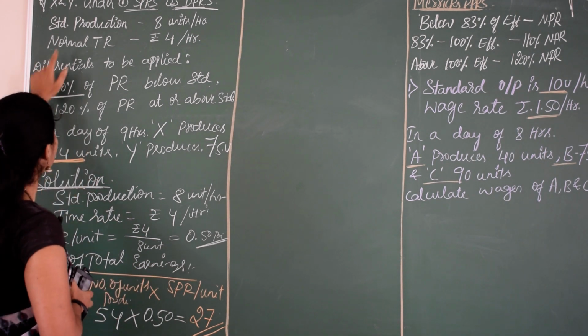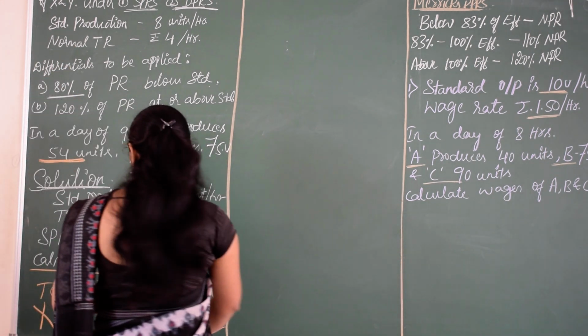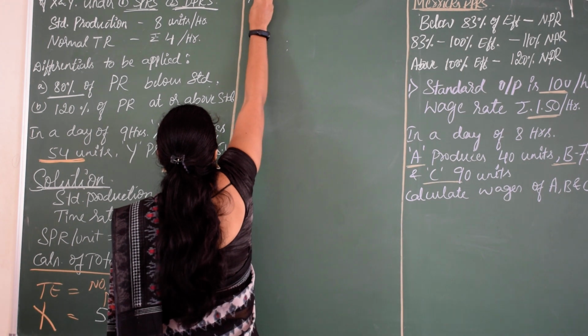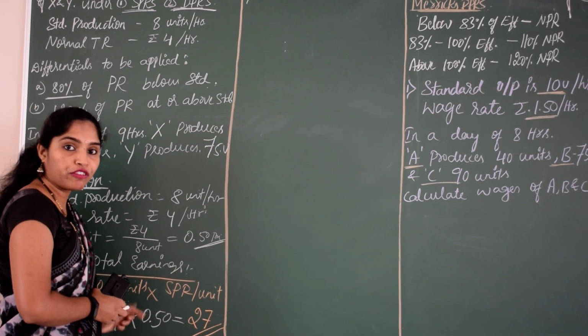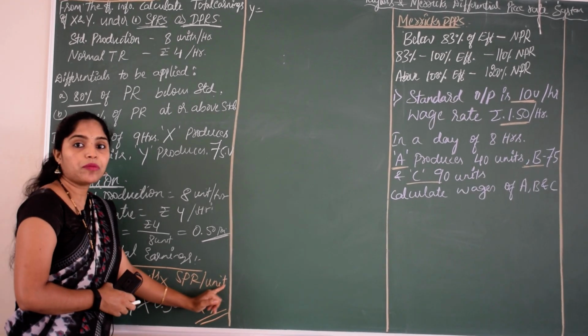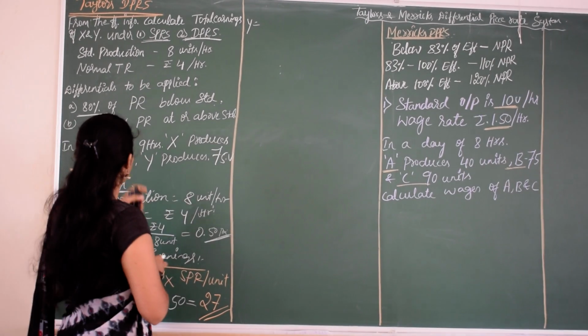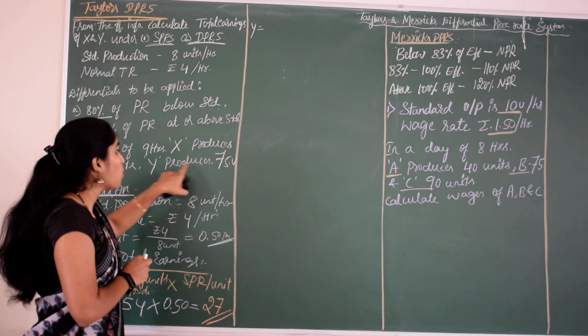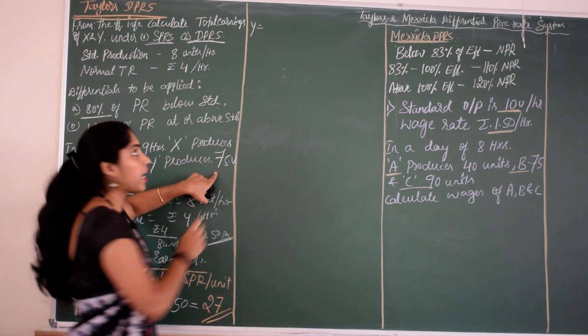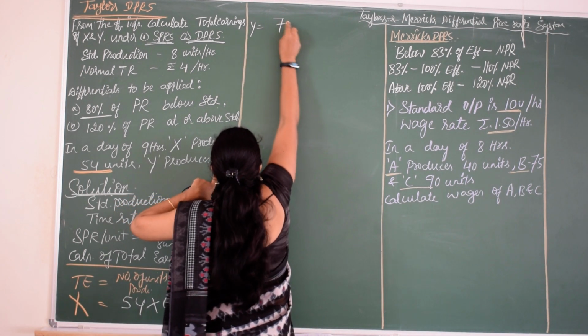Similarly, let us calculate for Mr. Y also. The formula is the same for Mr. Y also. The formula is number of units produced into straight piece rate per unit. So, the number of units produced by Mr. Y: you can see here Y produces 75 units. So take that 75 units.